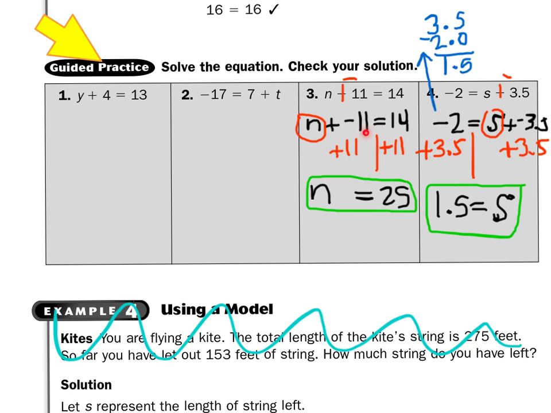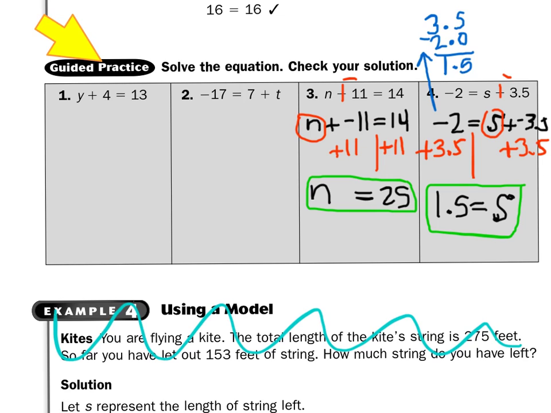I see adding negative 11. So the only way I can destroy adding a negative 11 is to add a positive 11. Add the opposite. And so I'm going to add a positive 11 on both sides of the wall. And then I just simplify. I let the n float straight down, okay?